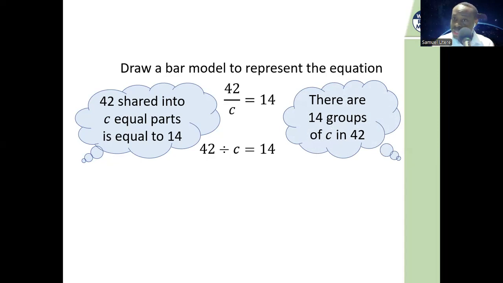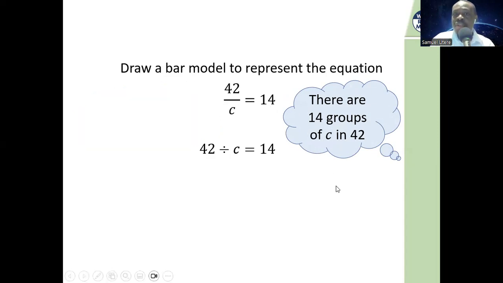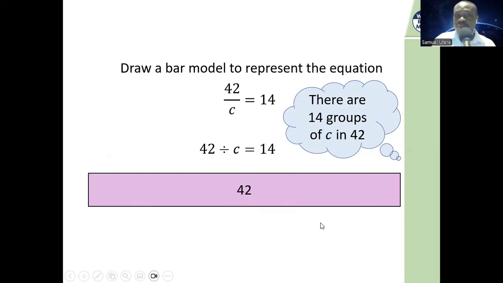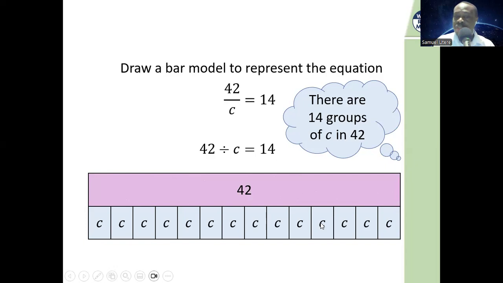Although we don't know what C is, we don't really know the number, but you should know that this means there are 14 groups of C in 42. So when you think about it that way, you'll be able to solve the problem. And that looks like this. So that's what it actually means.